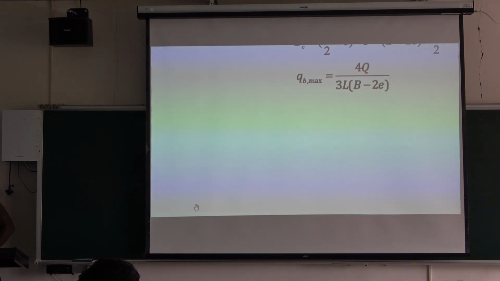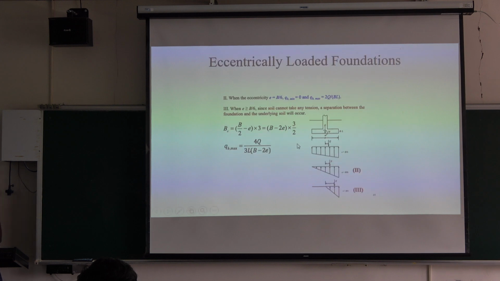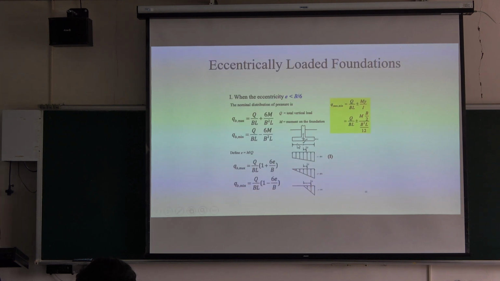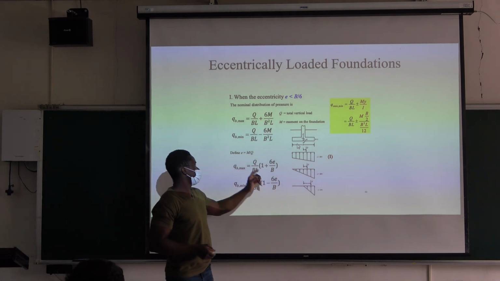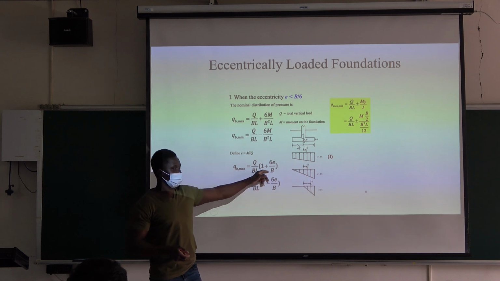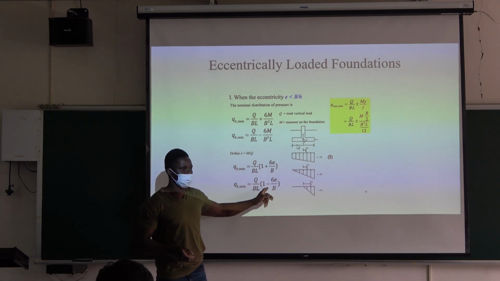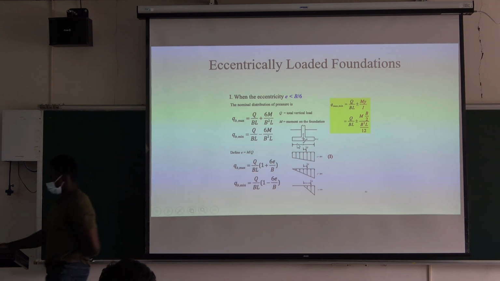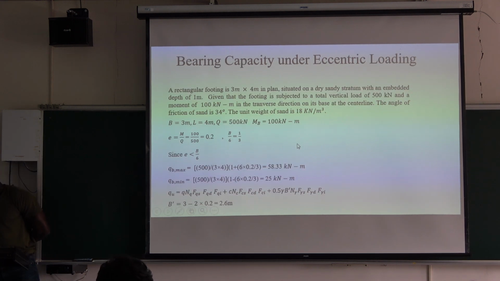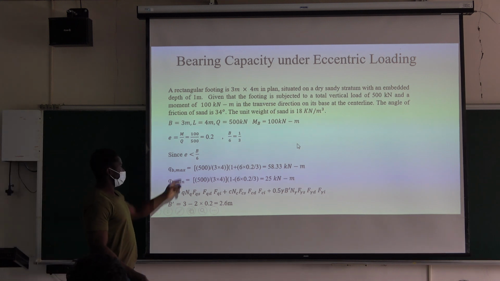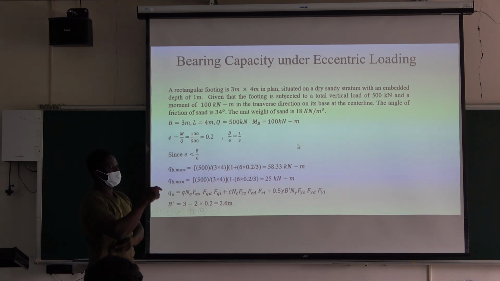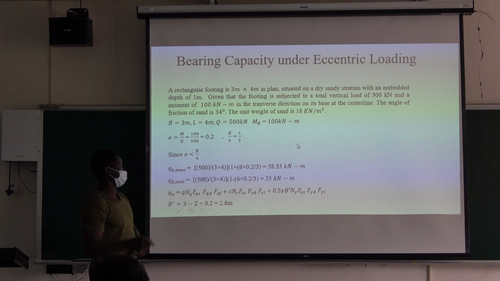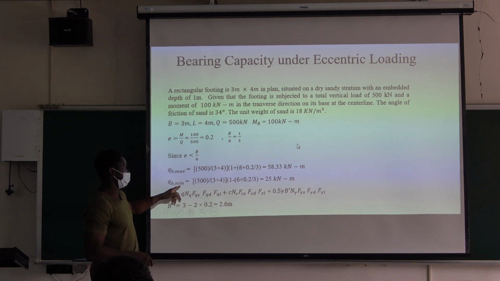So we use this. Okay. So since the eccentricity here is less than, E is less than B over 6, we're going to use this, right? QB max. We just use this function, and then QB min, we just use this function to find these two for the problem we are trying to solve. So that is just what we did here. We substitute these values into the case when E is less than B over 6, and then we get our QB max and then QB minimum.